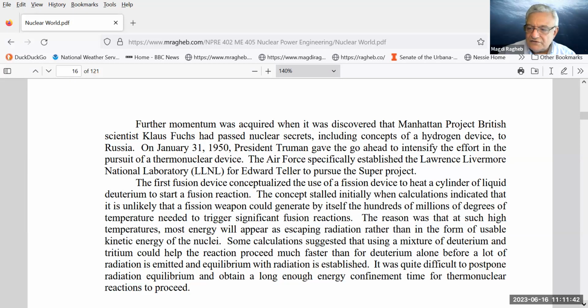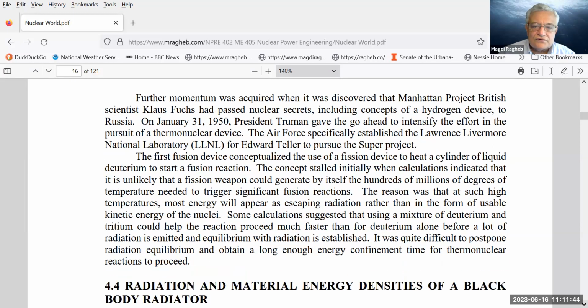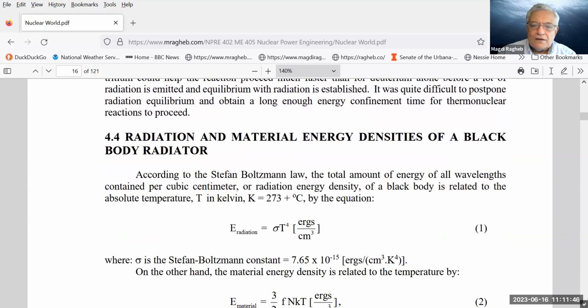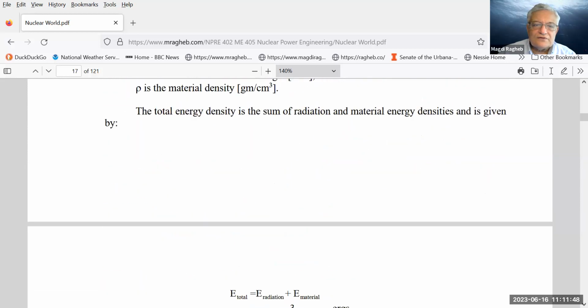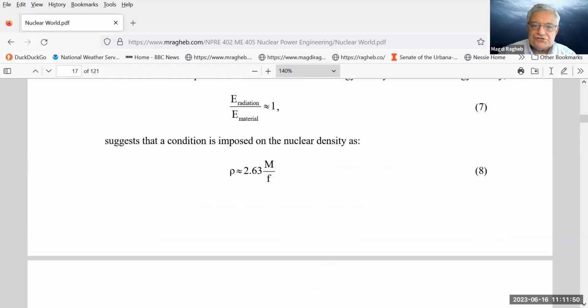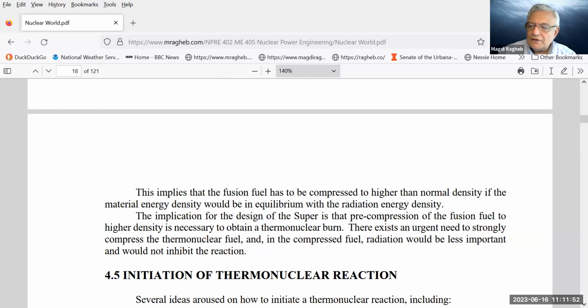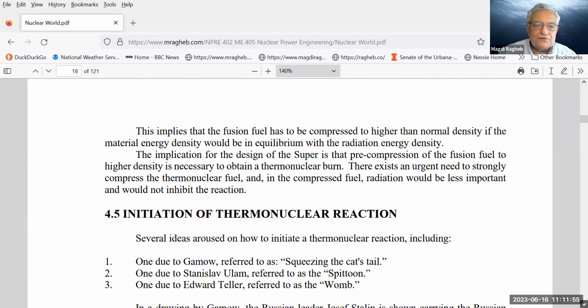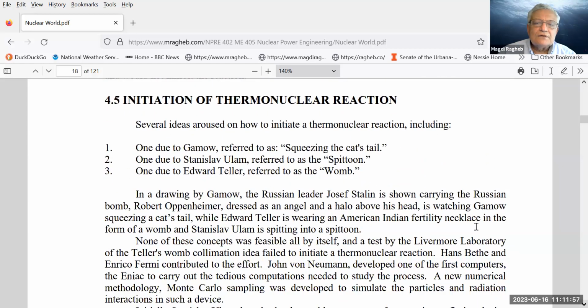In fact, they tested it, and it was successful to a certain degree. I will bypass that part here about the radiation effects, and the problem was how to initiate a thermonuclear reaction. And in that case, it is really what you call a hydrogen bomb, because of the two isotopes of hydrogen, deuterium and tritium, fusing together.